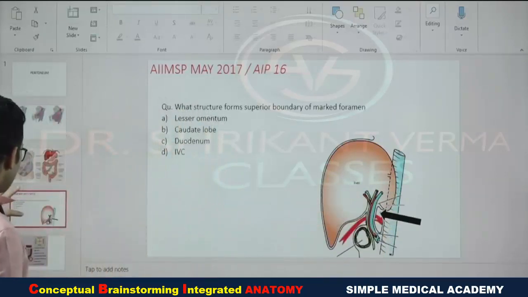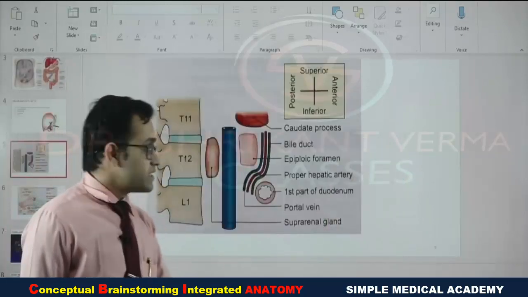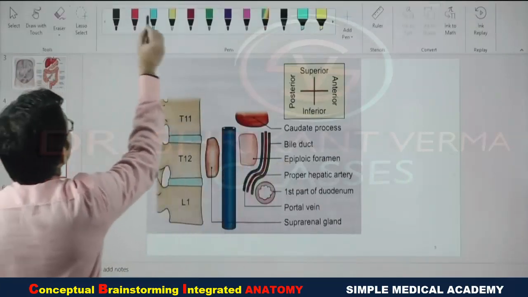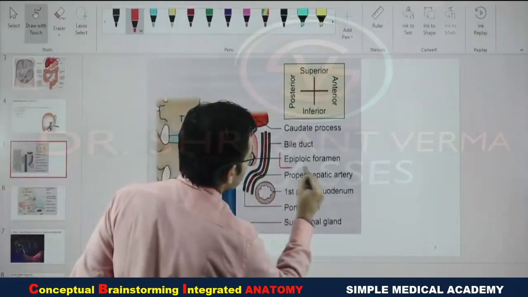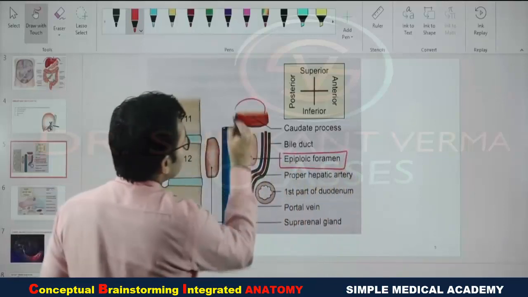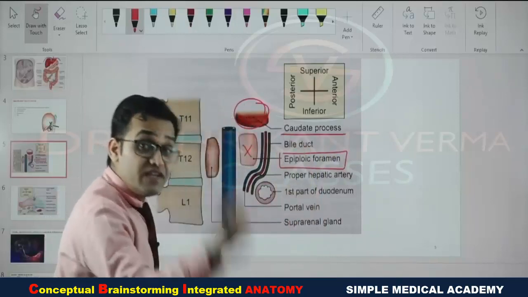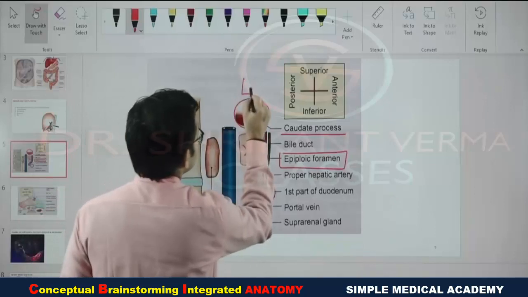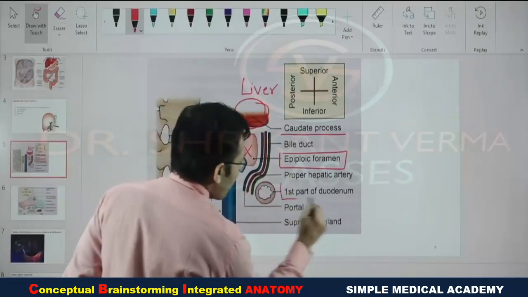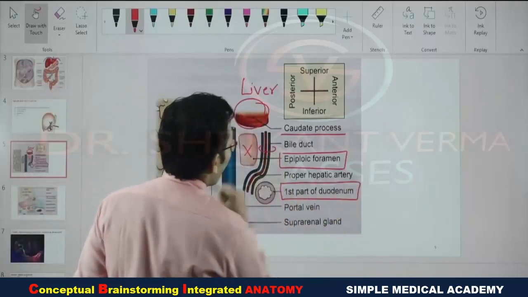And in your simple books you can see such kind of the diagram. We will draw the diagram later, but see this image. This is the epiploic foramen. Yes, diagrammatic presentation. This is the epiploic foramen. The superior boundary is formed by the caudate process of the caudate lobe of the liver. Okay, so this is nothing, this is the liver. Okay, inferior boundary is formed by the first part of the duodenum.